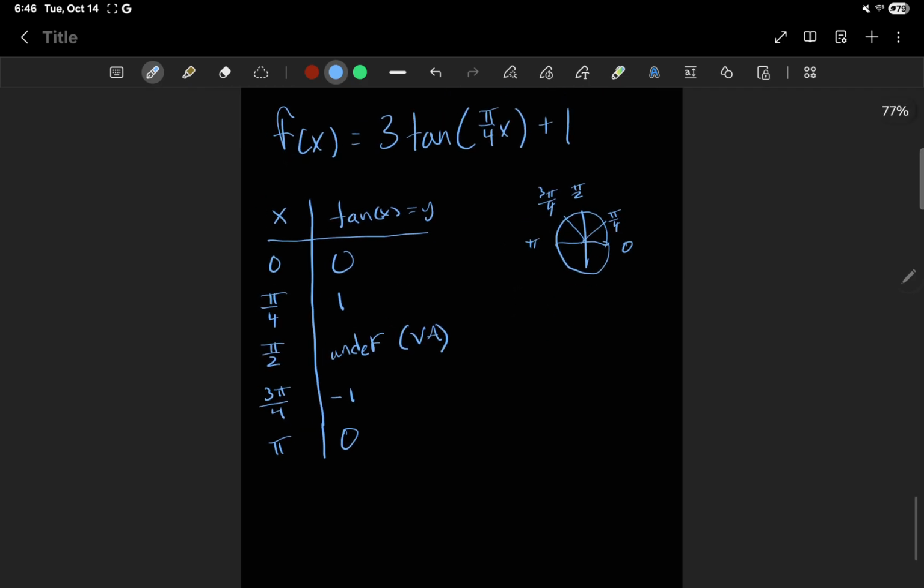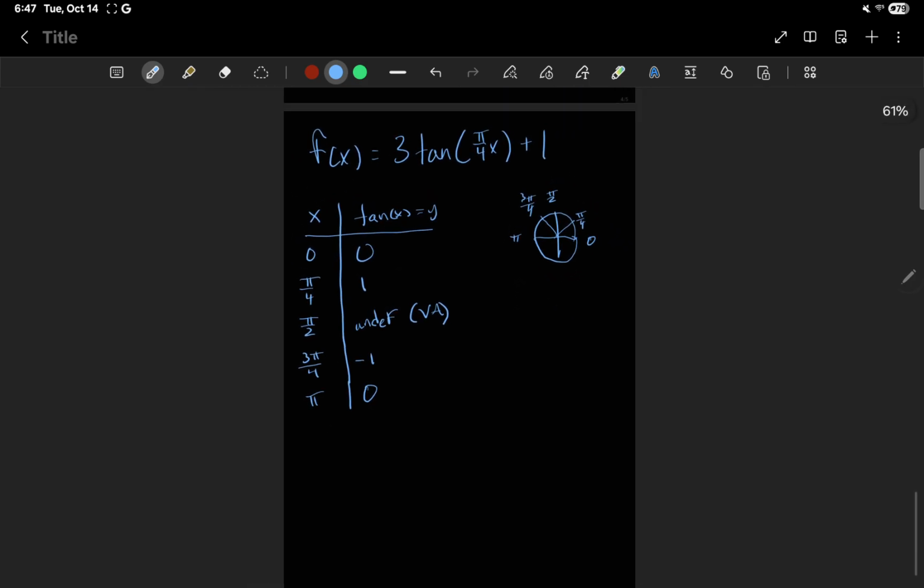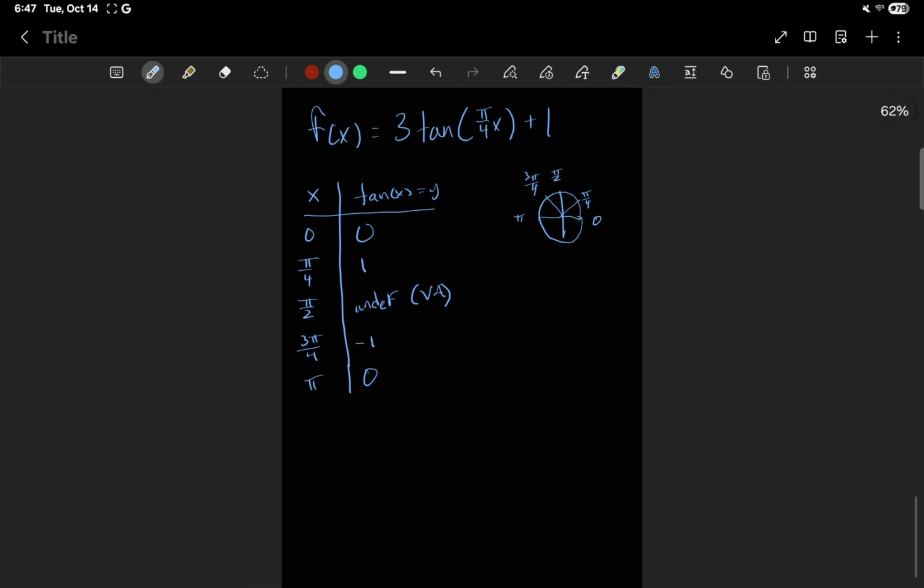Okay? But this is just for regular tangent. We need to get our table for 3 tangent of pi over 4x plus 1. So if it's on the outside, it affects y. So we do 3y plus 1. And then over here we have pi over 4x. So for the y's, just like we did before, we're going to take this y and plug it in.